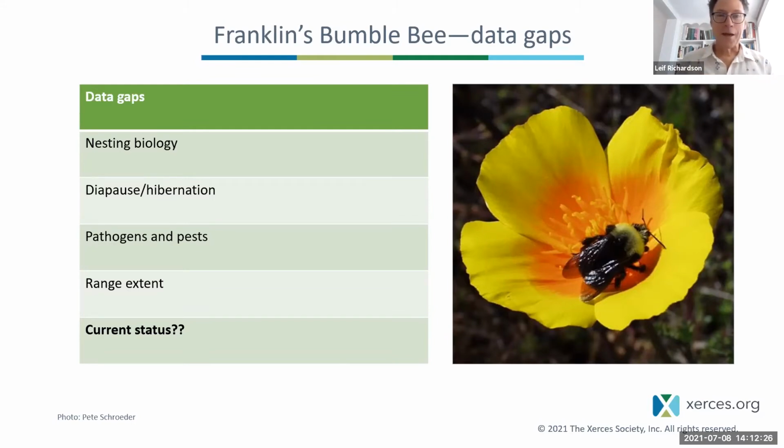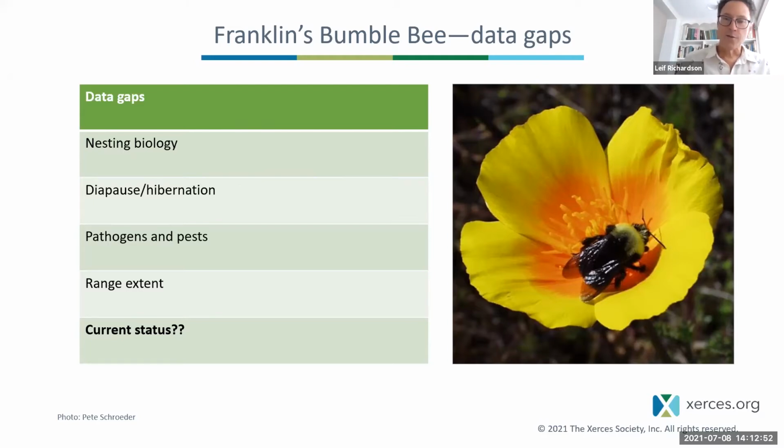So quickly, here are some data gaps for Franklin's bumblebee. They're basically the same data gaps I talked about earlier for all bumblebees, but this is a poster child for data gaps in the bumblebees, right? So we don't know that much about the nesting biology. We know nothing about hibernation. I speculated that there may be a cuckoo bumblebee that attacks Franklin's, but we don't know that. So pathogens, parasites, pests, we don't know much. I don't think there's ever been a sample of the gut parasites or pathogens of this species.